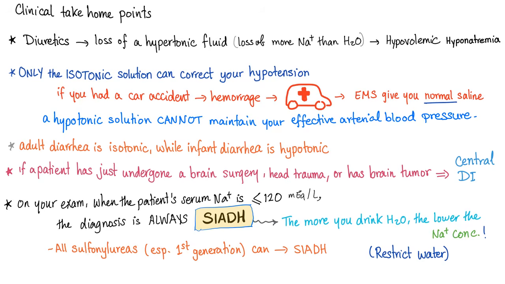If they give you hypotonic solutions, the water is going to flow into the ICF, leaving the ECF without water, leaving your body without a blood pressure. You can never maintain a blood pressure with a hypotonic solution, only an isotonic. Adult diarrhea is isotonic, infant diarrhea is hypotonic. If the patient has a brain surgery, head trauma, or a brain tumor, think central diabetes insipidus. In your exam, if the serum sodium is less than 120, the answer is always SIADH.